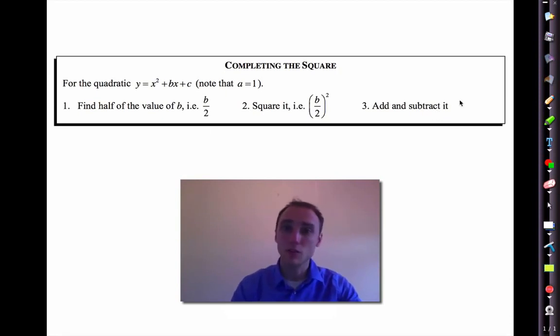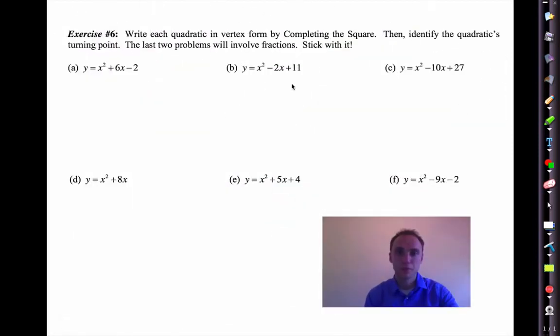All right, so now let's try a bunch of examples. All right, guys, and now let's do a couple of practice examples. In exercise 6, it says, write each quadratic in vertex form by completing the square. Then identify the quadratic's turning point. The last two problems involve some fractions, but we're going to stick with it. I know you guys can do it.